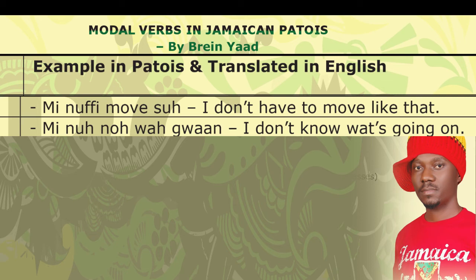He does not know what's going on. So does not or doesn't know wagwan. I don't know wagwan. Me no know wagwan. Him no know wagwan. So that is Jamaican patois there, modal verbs.